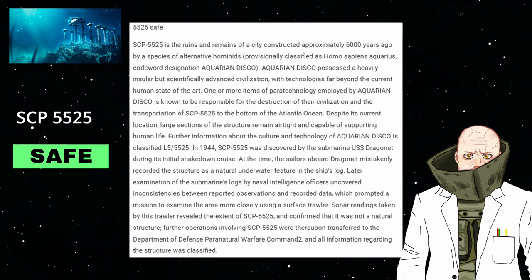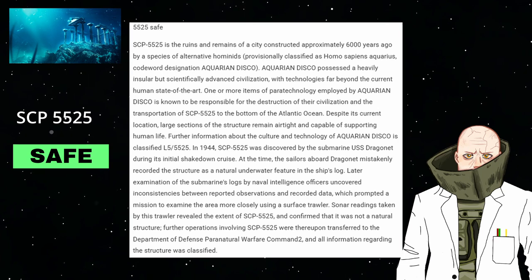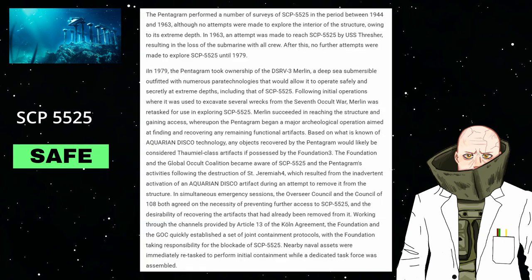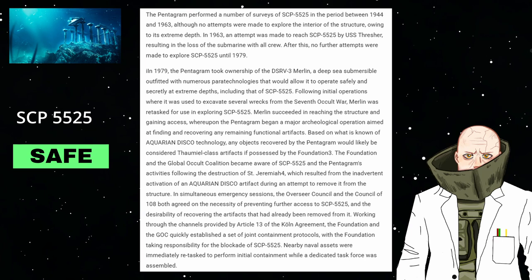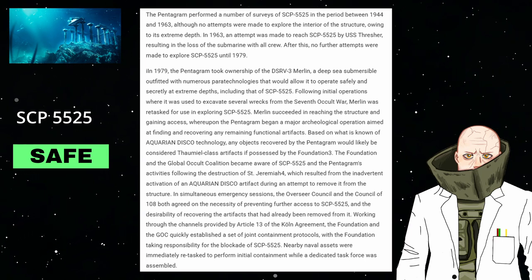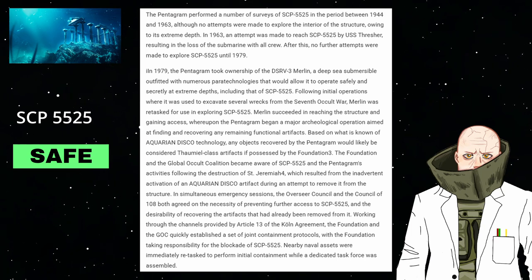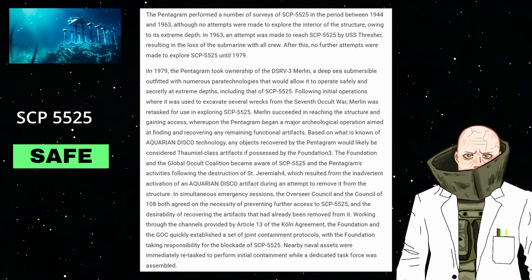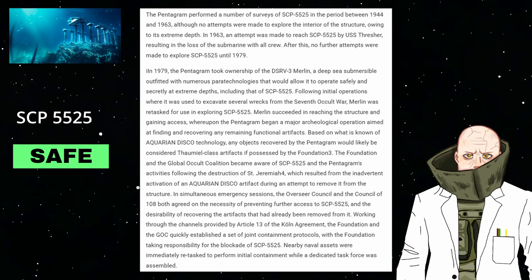Further operations involving 5525 were thereupon transferred to the Department of Defense Paranautical Warfare Command, and all information regarding the structure was classified. The Pentagram performed a number of surveys on 5525 in the period between 1944 and 1963. Although no attempts were made to explore the interior of the structure owing to its depth, in 1963 an attempt was made to rescue 5525 by USS Fresher, resulting in the loss of the submarine with all of its crew. After this, no further attempts were made to explore 5525 until 1979.